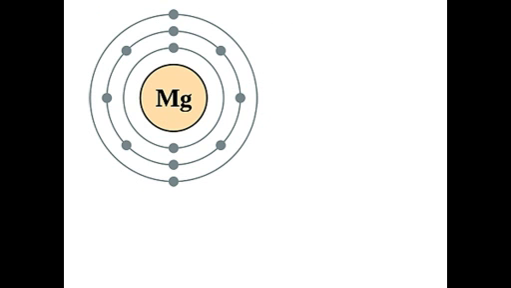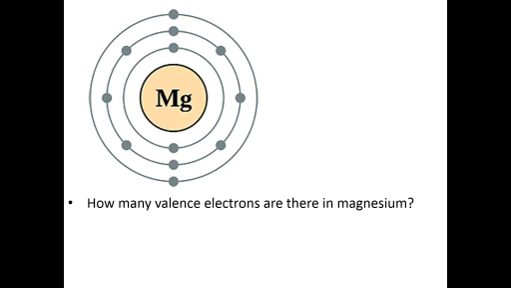Looking at magnesium. How many valence electrons does magnesium have? Well, look here. You've got 1, and you've got 2 in the outermost shell. So, 2 valence electrons.